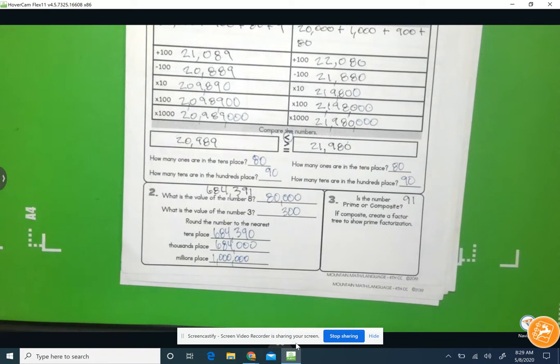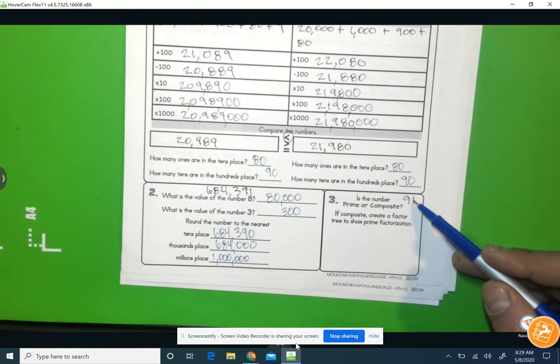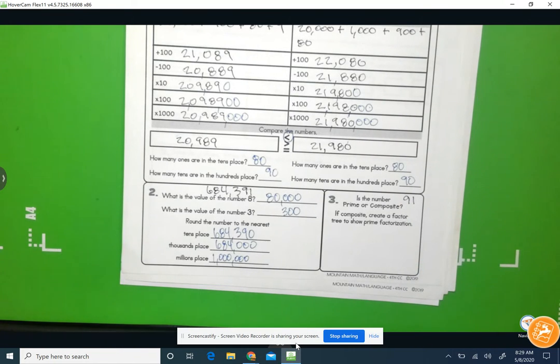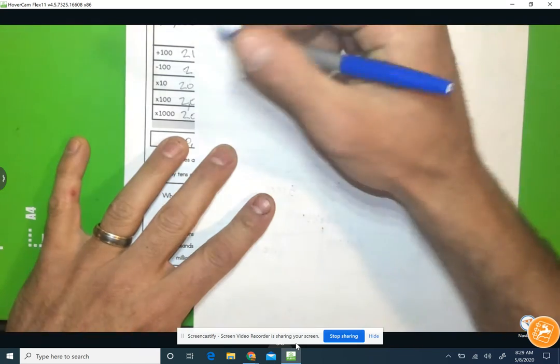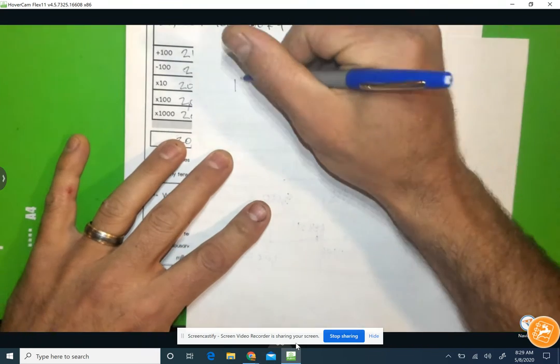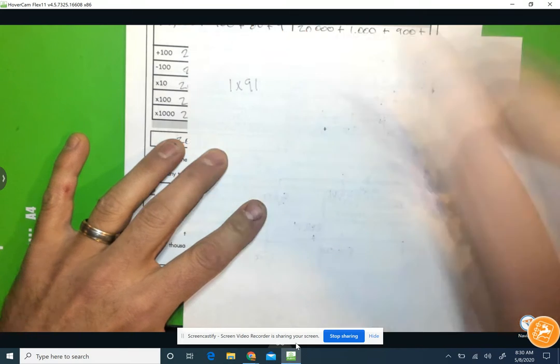Okay, all right. Numero tres, number 3. We're looking at 91. Is 91 prime or composite? Now, it's an odd number, so I know that 2 is not a factor, but I do know that 1 times 91 are 2 factors, 1 and 91, that make 91.